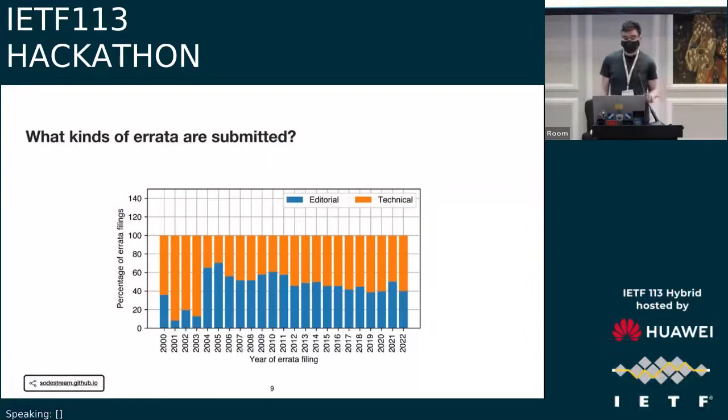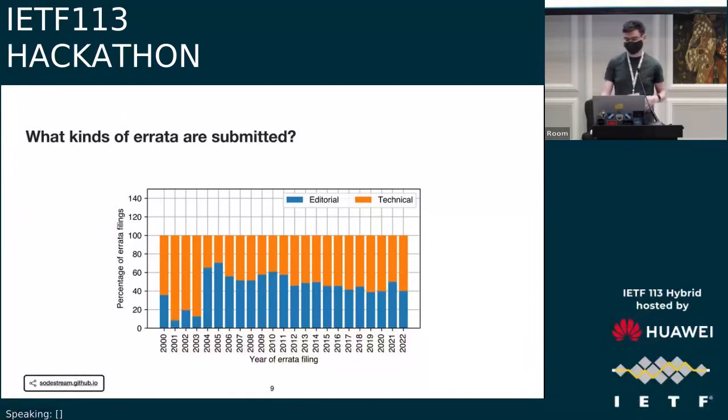Naturally, you might want to think about what kinds of errata are being published. What's the nature of the errata that are being filed? The dataset as it stands, as maintained by the RFC editor, isn't particularly granular. We have two types of errata, editorial and technical. And again, there's a fairly stable trend whereby about 40% of filings are for editorial issues in the RFCs and about 60% are for technical problems.